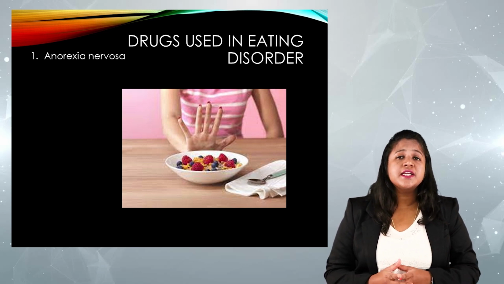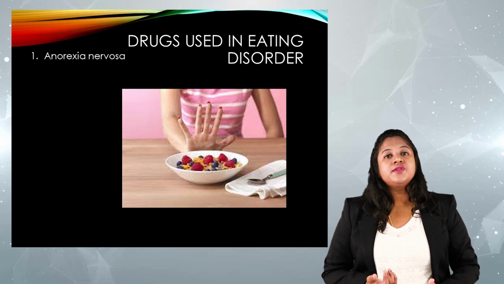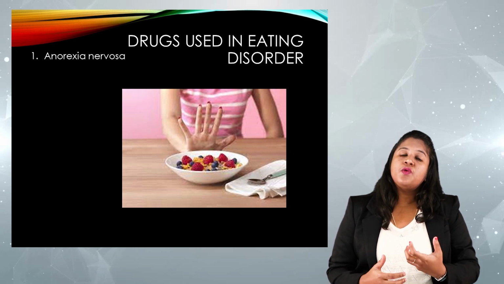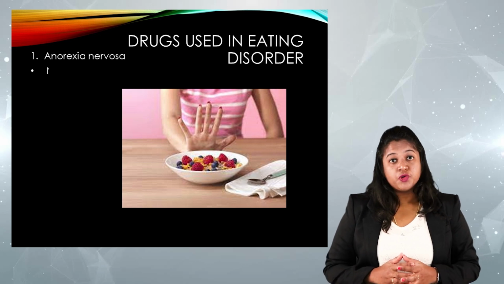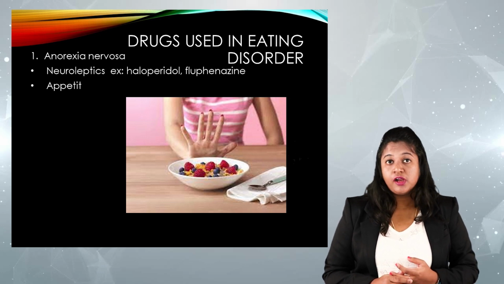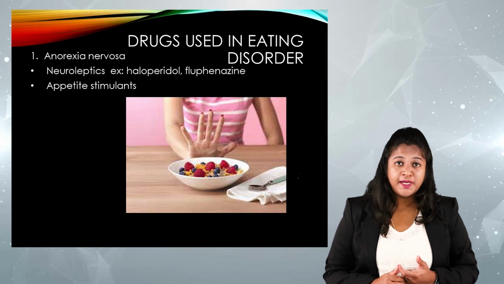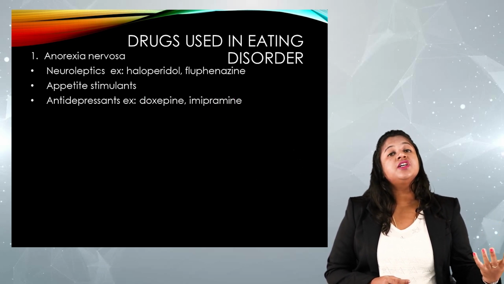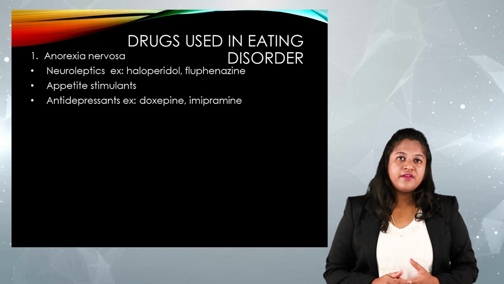The client is doing such a thing because of the fear and anxiety of gaining weight, right? So we are using certain drugs to control the fear or anxiety, and also some stimulants to stimulate the appetite of the client in anorexia nervosa. The drugs used are, first, the neuroleptic drugs, for example haloperidol and fluphenazine. That is one group of drugs. The second is appetite stimulators to stimulate the appetite of the client. We also use antidepressant drugs since the client may go into depression, right? An example we have is imipramine.